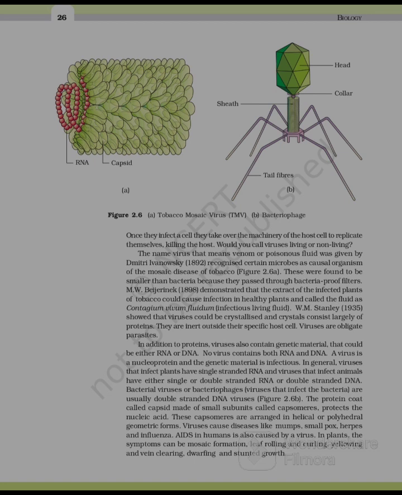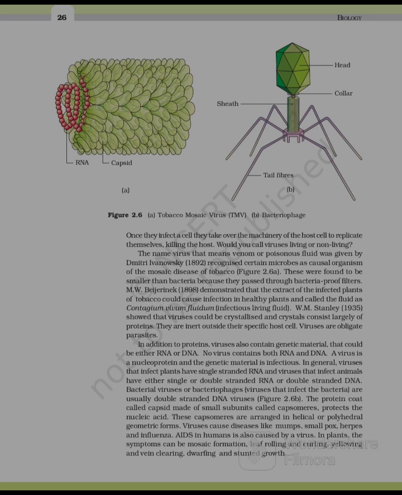In general, viruses that infect plants have single-stranded RNA, and viruses that infect animals have either single or double-stranded RNA or double-stranded DNA. Bacterial viruses or bacteriophages (viruses that infect bacteria) are usually double-stranded DNA viruses. The protein coat called capsid, made of small subunits called capsomers, protects the nucleic acid. These capsomers are arranged in helical or polyhedral geometric forms.